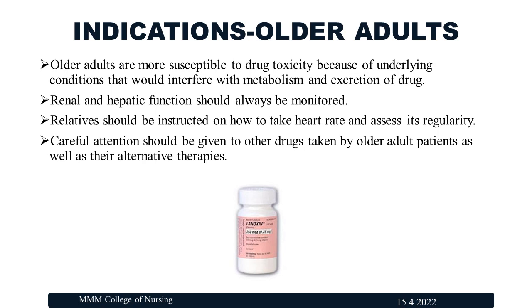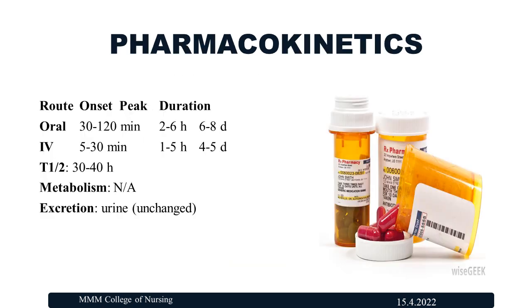metabolism and excretion of the drug. Renal and hepatic functions should always be monitored. Relatives should be instructed on how to take heart rate and assess its regularity. Careful attention should be given to other drugs taken by older adult patients, as well as their alternative therapies.